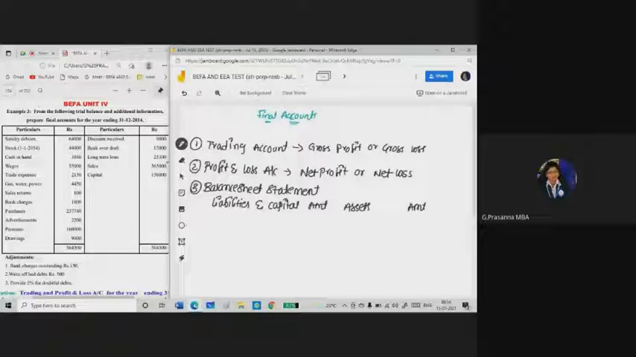So in this question, you see, from the following trial balance. Trial balance is the starting question for final accounts. By seeing the trial balance, you need to calculate gross profit or gross loss, net profit or net loss, and you need to show the balance sheet statement, which is representing liabilities and capital and assets. So in this question: from the following trial balance and additional information, prepare the final accounts for the year ended 31st December 2014.